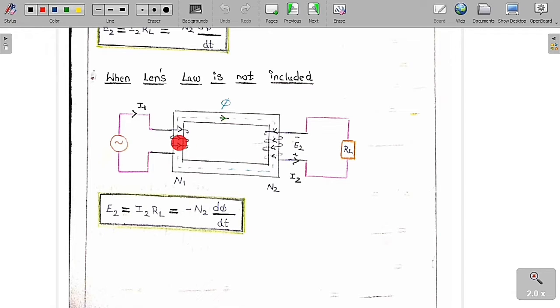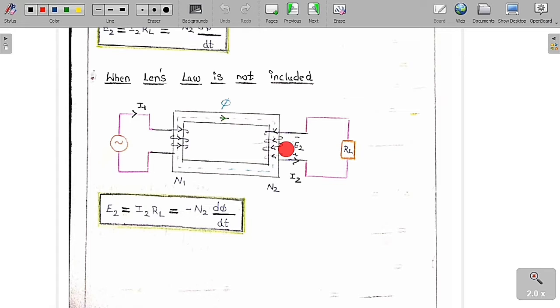Whenever the current flows in this direction, curl your right hand fingers in this direction, and the thumb is going to indicate the direction of the flux. So this is the direction of the flux. Now you can see clearly, with the current direction produced here, if you curl your fingers in the direction of the current, the flux produced by this coil is in the same direction as the original flux.